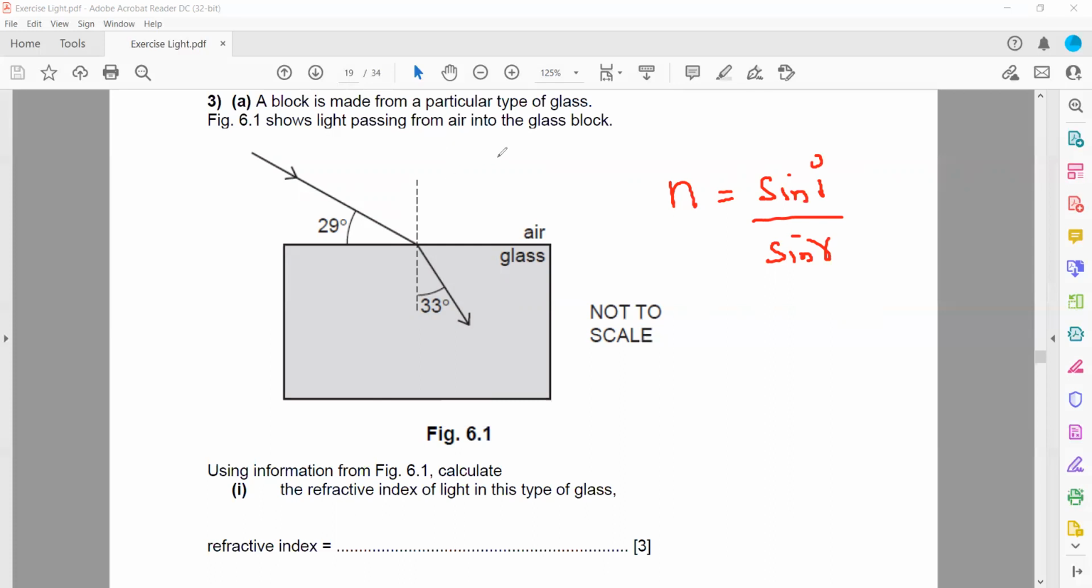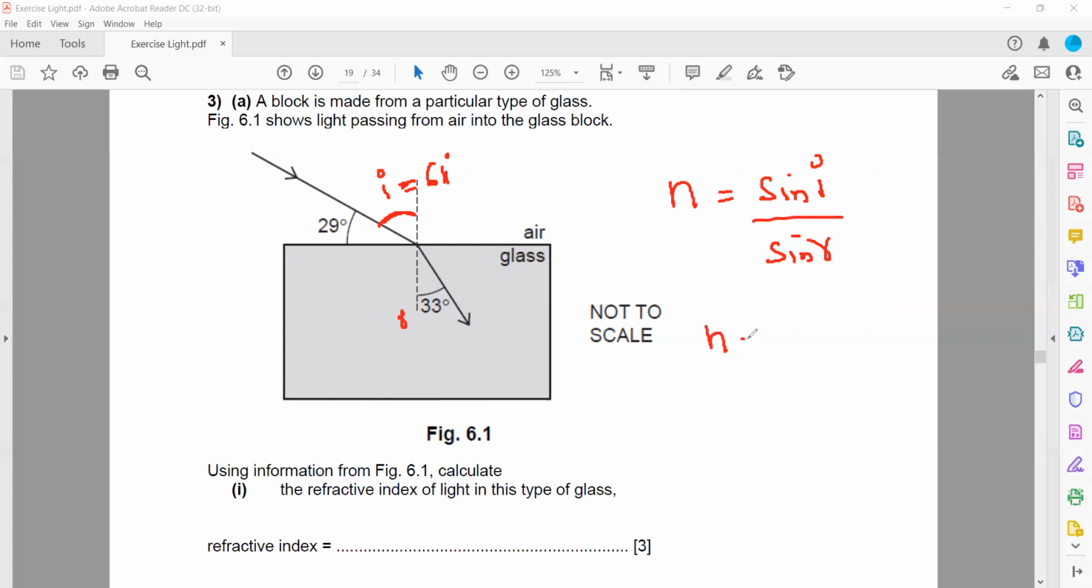The angle of incidence is always measured from the normal. If the angle between the ray and the surface is 29, so what will be the angle of incidence here? If the total angle is 90, and this is 29, what will be the angle of incidence? That is 61. So this angle of incidence is 61. And the angle of refraction is already given, 33.